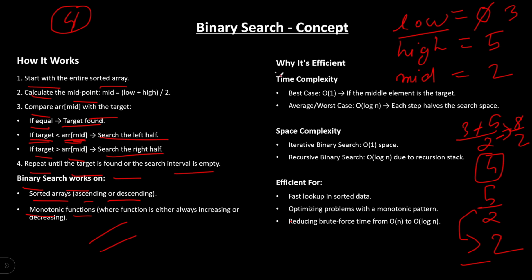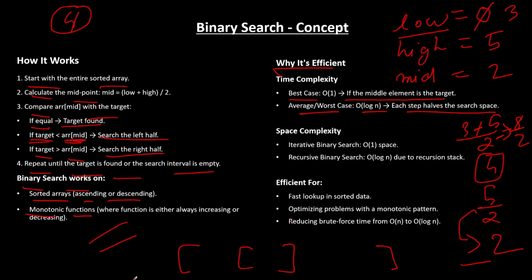And why is it efficient? It's efficient because the best case is O of 1 if the middle element is the target, and average and worst case is log n. Each step halves the search space. So suppose this is the search space, right? If you iterate, it will take O of n time complexity. But if you make it a half, you came here and you make it a half, and again you make it a half. This is basically a mathematical calculation.